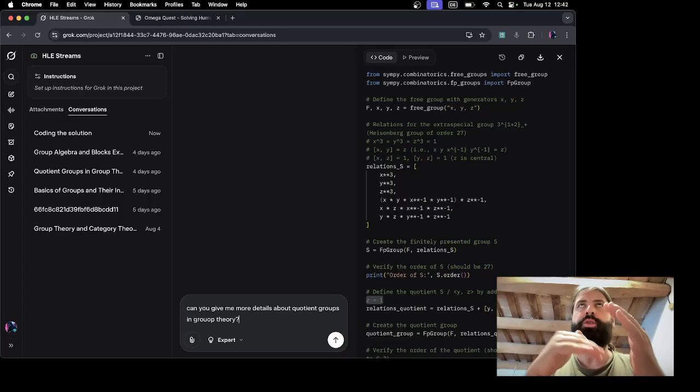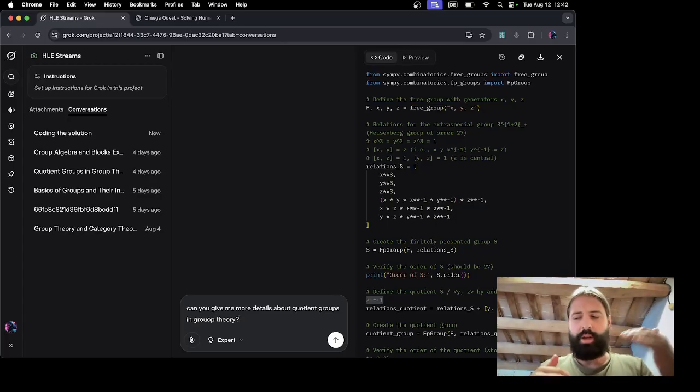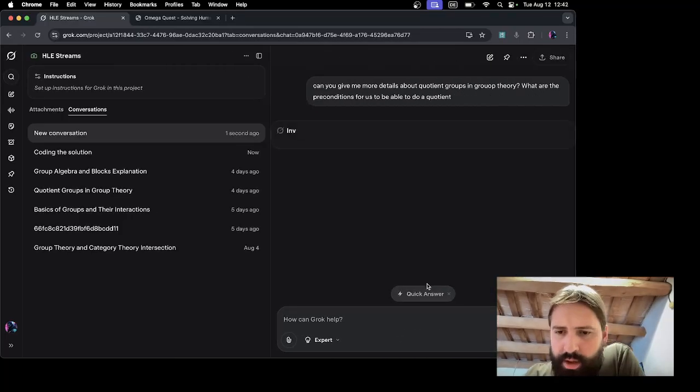It was something about restricting one group with a subgroup or something like that. The groups had to be subgroups in order to do that, I think, right? The operation doesn't have, so what are the preconditions for a subgroup, or for us to be able to do a quotient? I think that's what was happening. Quick answer.